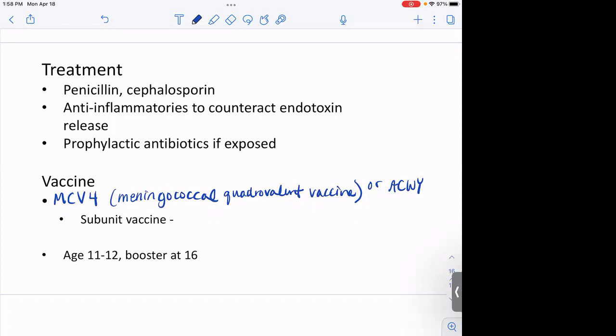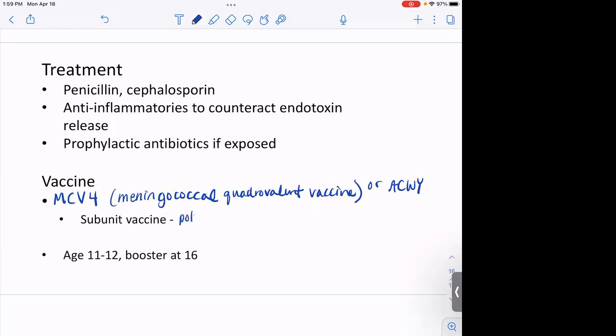There is now a meningococcal serotype B vaccine, but you have to get that separate. I've seen ads for that on social media. It's so rare that's why it's just not commonly offered, but if you went to the doctor and said that you wanted to be vaccinated against it, you certainly could. Both of these, they're subunit vaccines.